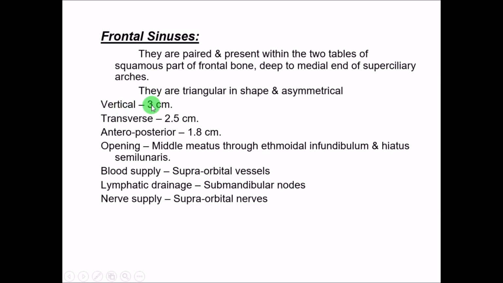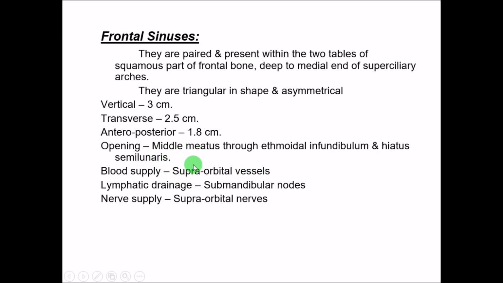Vertically the size is 3 cm, transverse is 2.5 centimeters, and the anteroposterior diameter is 1.8 centimeters. This will be opening into the middle meatus through the ethmoidal infundibulum and hiatus semilunaris. So along with the maxillary sinus, this frontal air sinus also opens through the middle meatus.